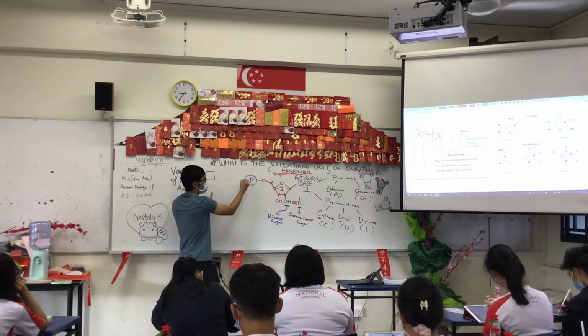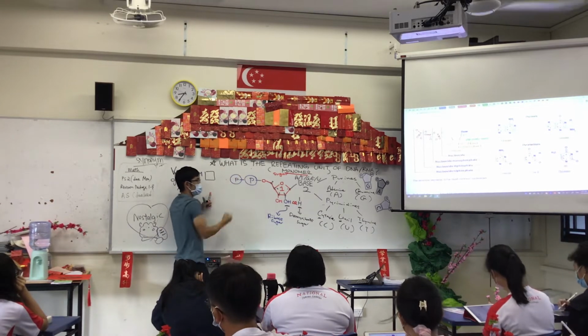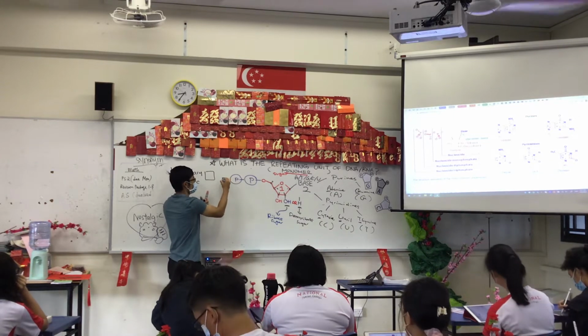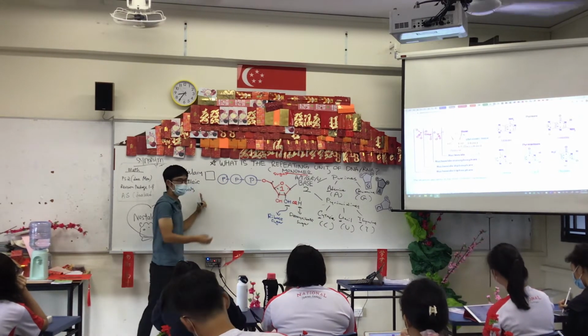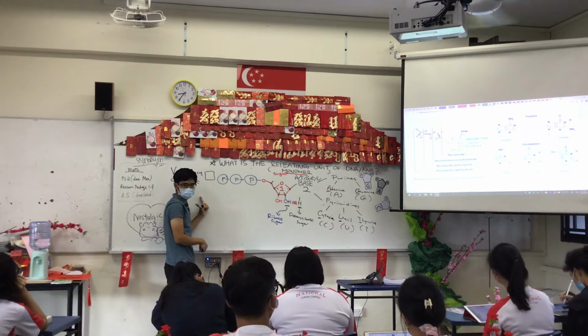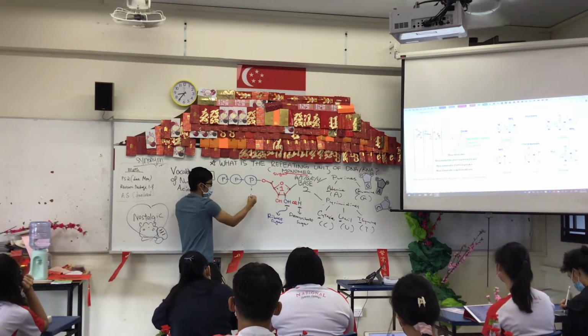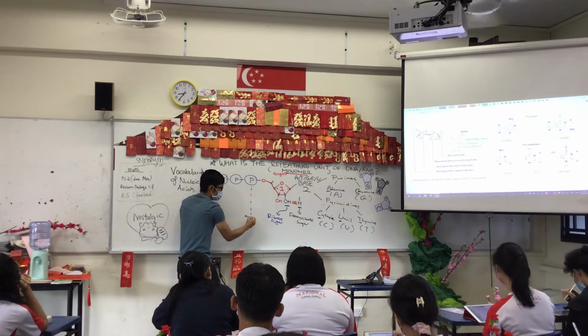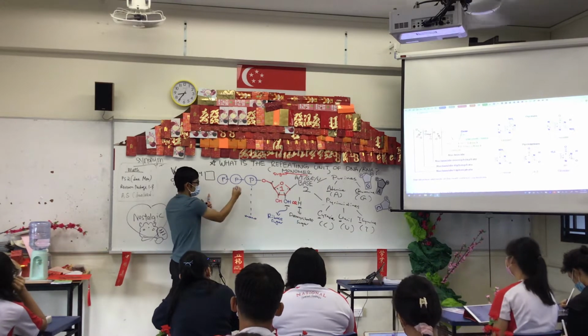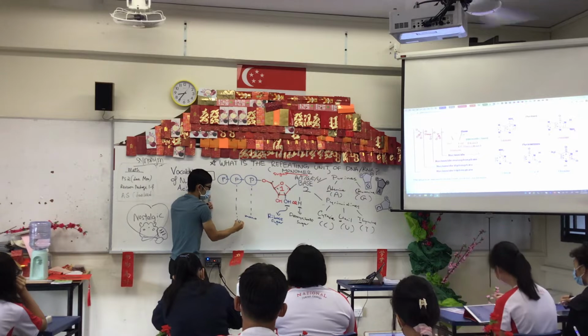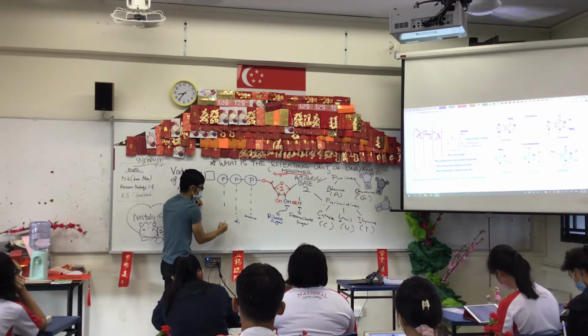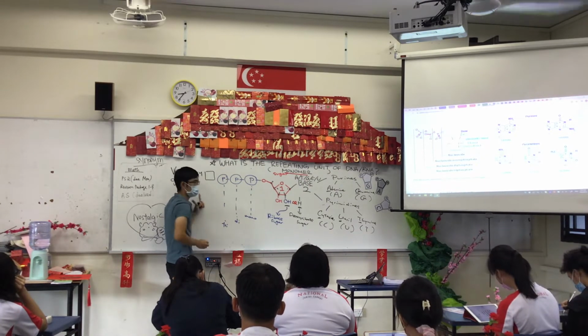I could add 2 phosphate groups. I could add 3 phosphate groups. Depending on how many phosphate groups I add, the terminology will be different. If it's 1 phosphate group, you'll find that we will include the word mono in front. If it's 2 phosphate groups, we'll add the word di in front. 3 phosphate groups, we'll add the word tri in front.